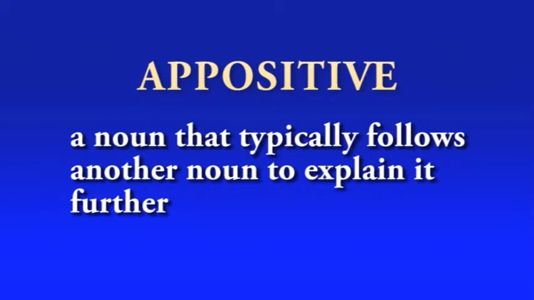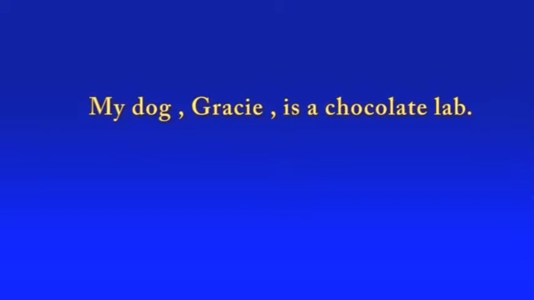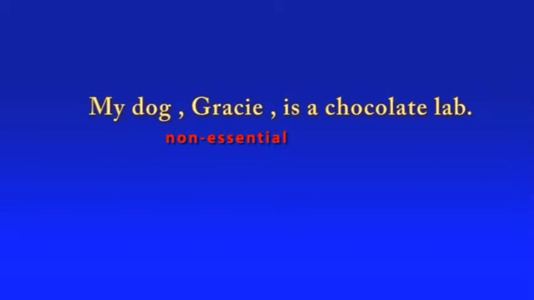Simply, an appositive is a noun that typically follows another noun to explain it further. Here's a sample sentence. My dog, Gracie, is a chocolate lab. In this sentence, I separated the name of my dog with commas. That's because I have only one dog, so naming her is not essential in distinguishing her from another dog. So, as a reader, you get additional meaning from the sentence by my use of commas. Gracie is the appositive in the sentence. In this case, it's not necessary for meaning.